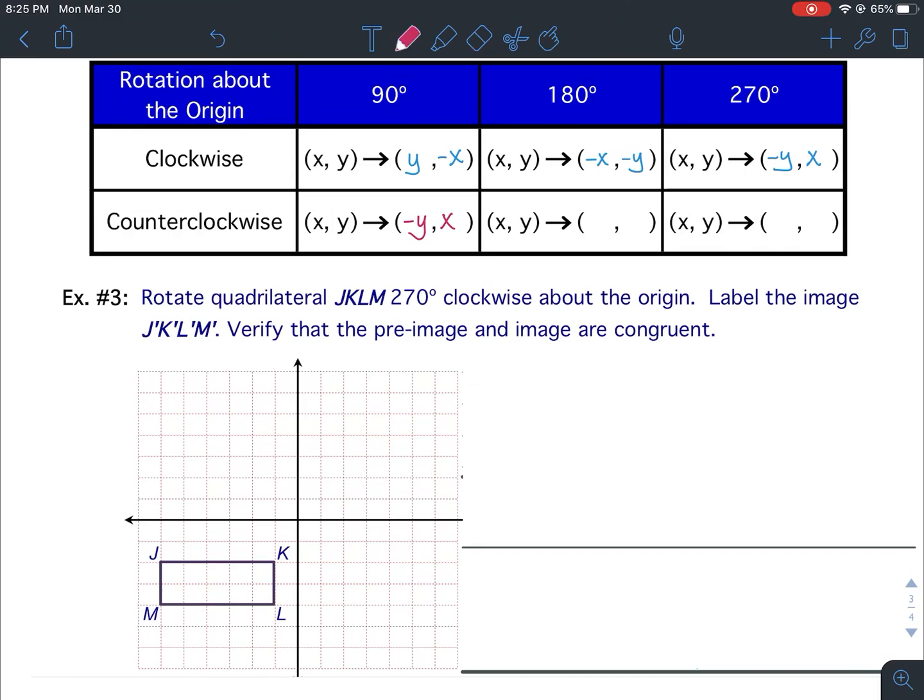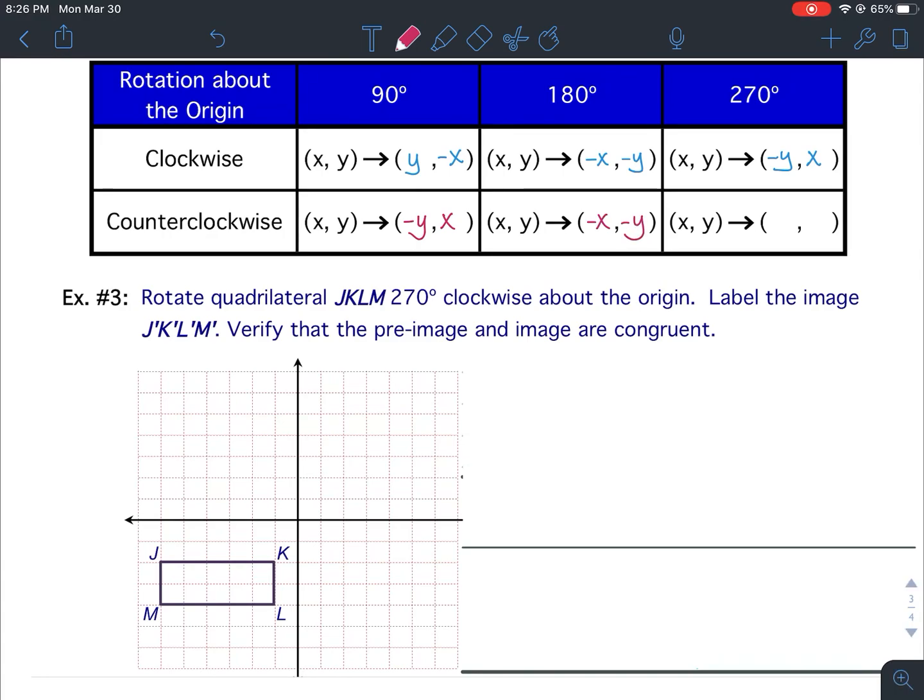If you take JKLM in example 3 and you go 180 degrees clockwise, or 180 degrees counterclockwise, it's going to put the figure in the exact same spot. Therefore, it doesn't matter if you go clockwise or counterclockwise, 180 degrees is always the opposite of x, the opposite of y.